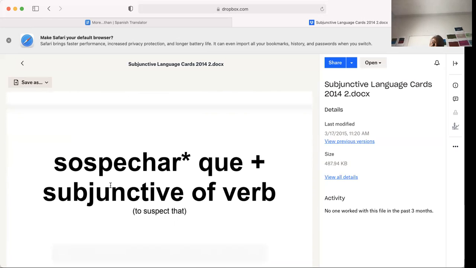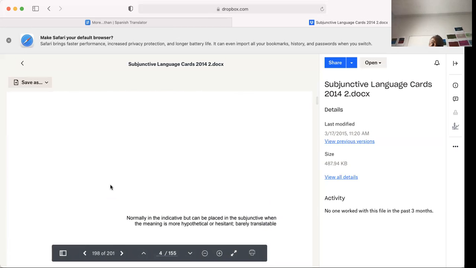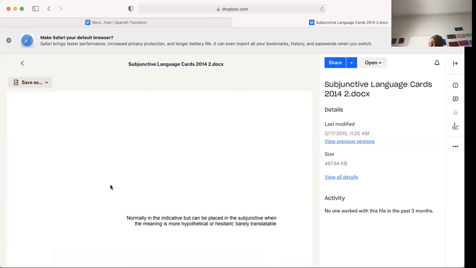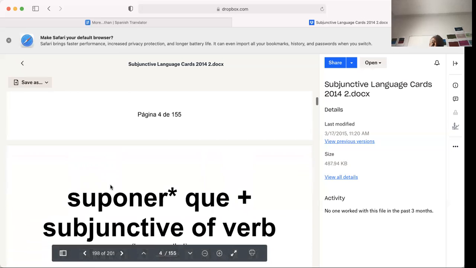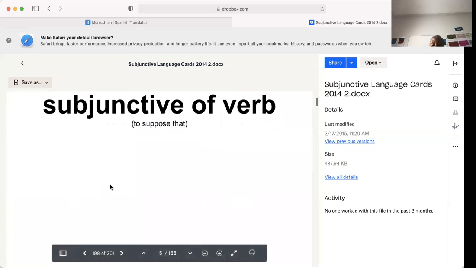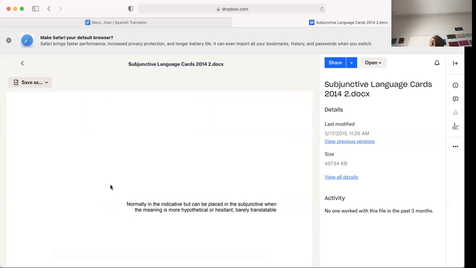Sospechar, okay, plus the subjunctive of the verb. To suspect that. Normally in the indicative, but can be placed in the subjunctive when the meaning is more hypothetical or hesitant. Once again, barely translatable. These are these kind of verbs. Suponer que, to suppose that. Normally indicative, but hypothetical or hesitant in the subjunctive, and you really can't just translate it. You'd have to explain.